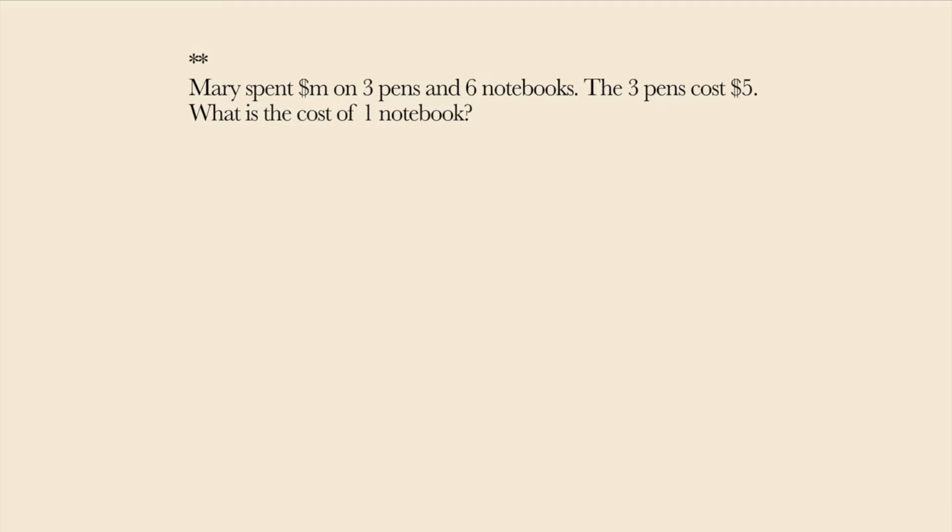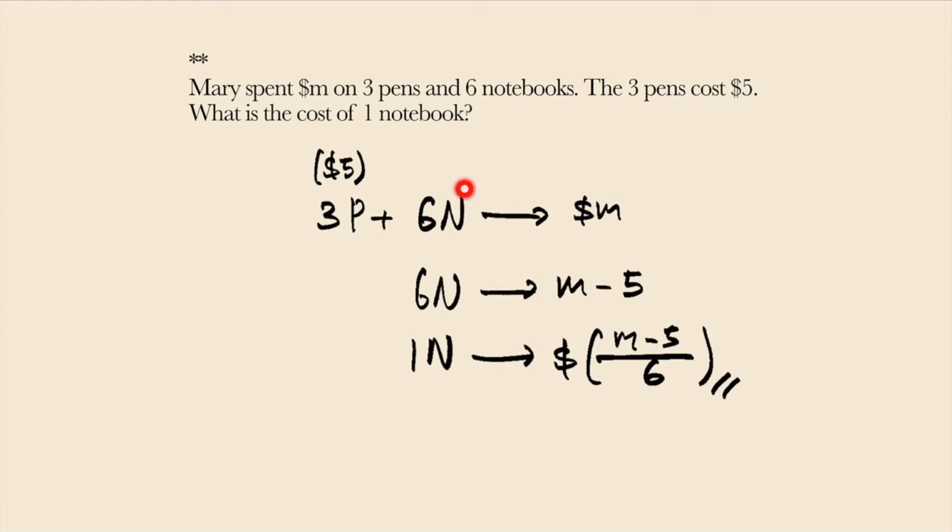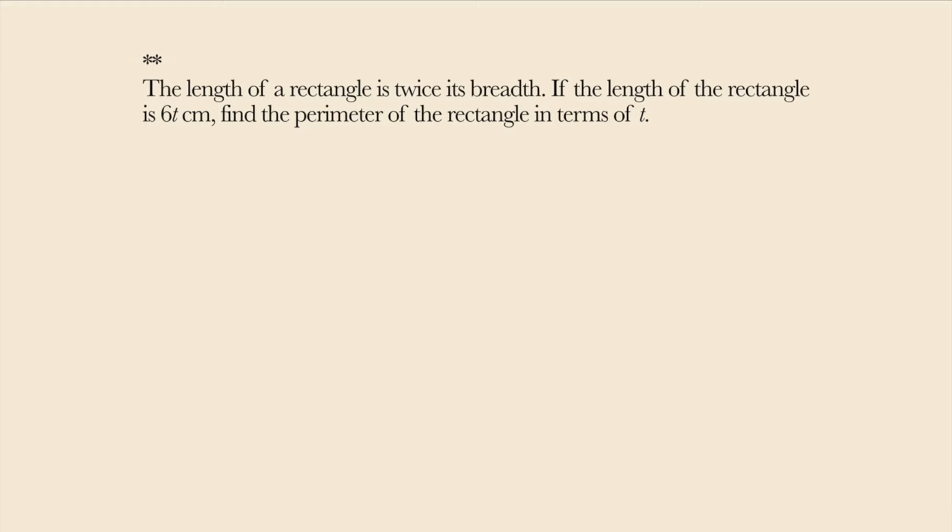Mary spent M dollars on 3 pens, 6 notebooks. The 3 pens cost $5. Well, we don't have to deal with this unknown right here. We can just call this $5, yeah? So if this is $5, what's 6N then? 6N is simply M minus 5 actual dollars. So what's the cost of 1N? So we're going to just divide the entire expression by 6. Don't forget your units.